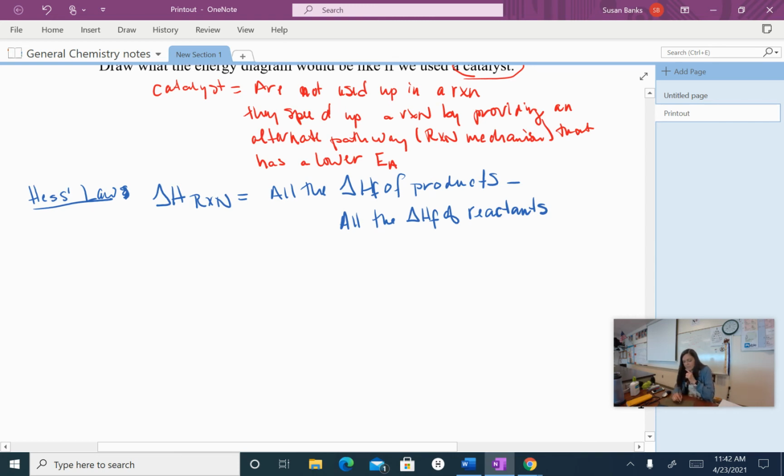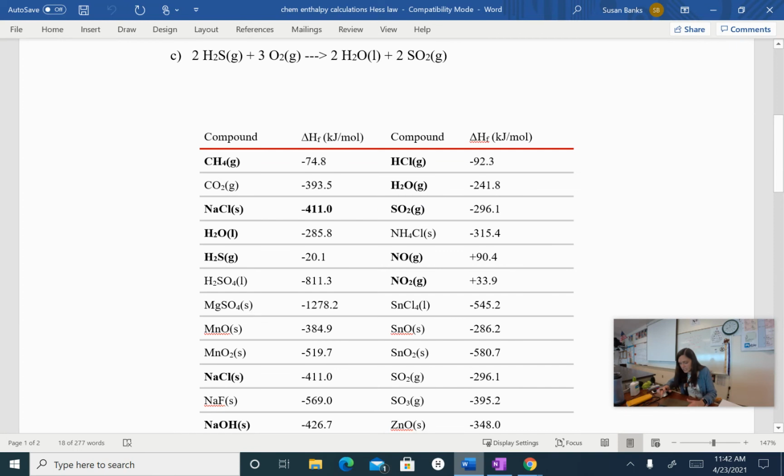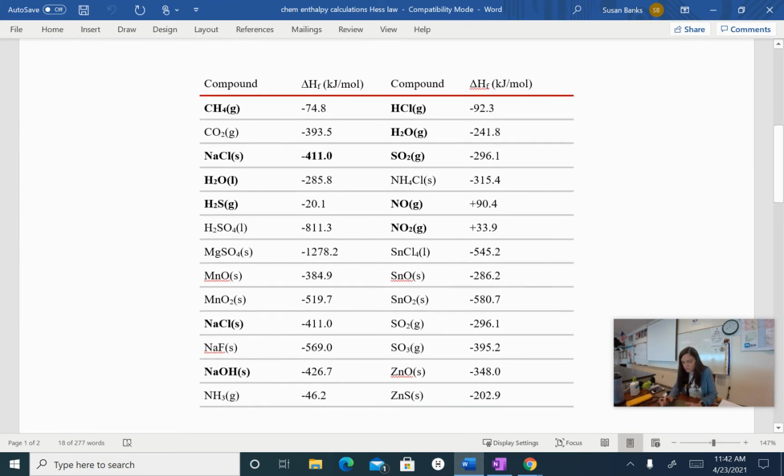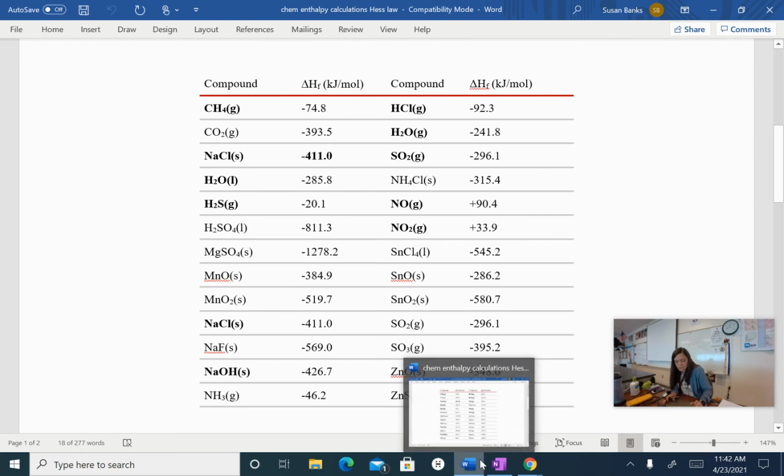Okay, so we're going to take the heats of formation of all the products and we're going to subtract the heats of formation of all the reactants. Now, heats of formation are just a way that we can tell you how much energy it takes to make certain compounds. And this is found on tables. And here I have a small table. I will always give you a table of the heats of formation. So let's look at a couple of these.